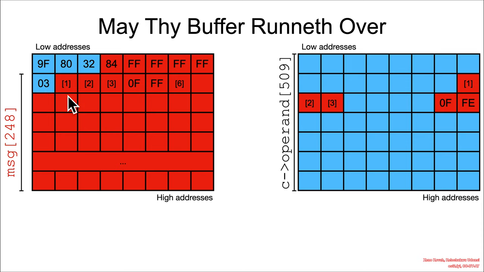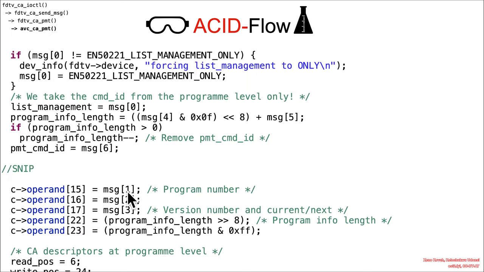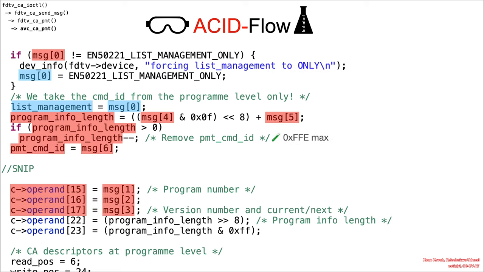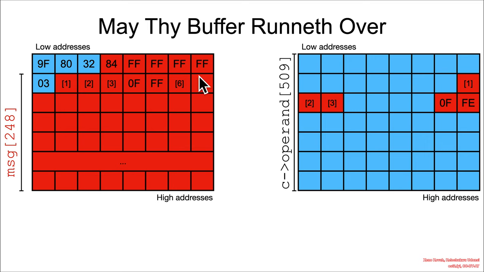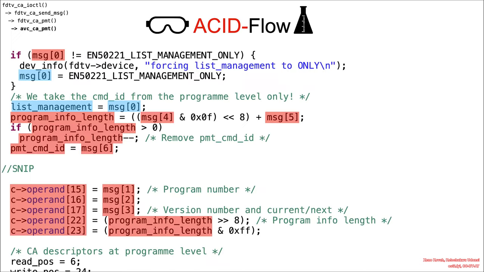And then whatever was at index 1 here is going to get copied over here into the operand. Let's say message of 1 is operand of 15. Oh, now I have to go through all the animations again. Go, go, go! That's why we don't go backwards. Right, 1 goes into 1 at index 15, 2 goes into 16, etc. And then we said the maximum value would be, from here it was FF originally, but because there was a minus 1 after it was pulled into a local variable, it turns into FE.